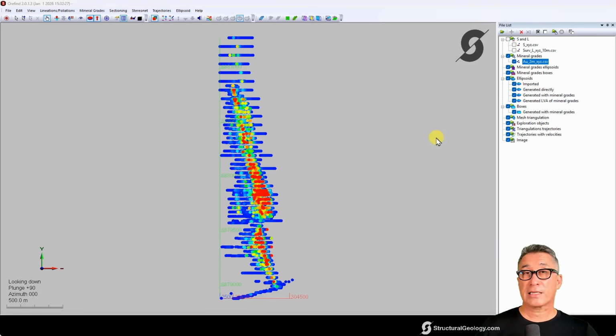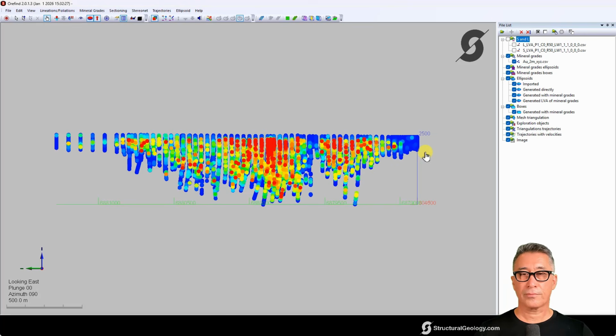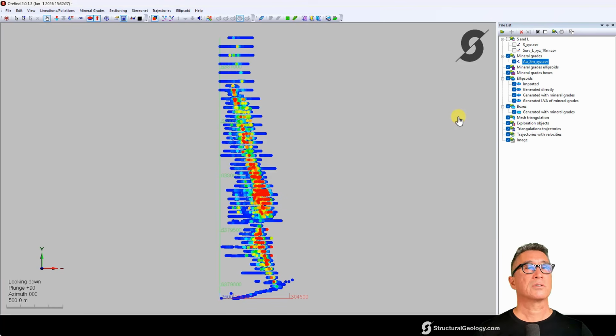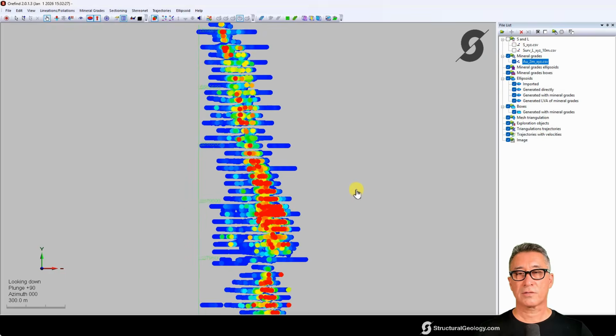Okay, so the first case study I have is a gold deposit, and looking down, you can clearly see the tectonic trend is roughly north-south. And if you look towards the east, it looks like this. So there is a plunge to the system towards the south. Okay, let's look at the structural data from here.